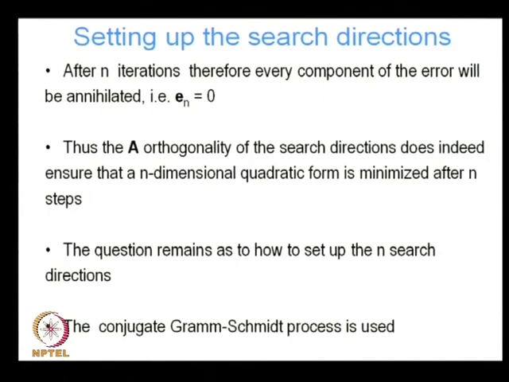I say that there are n directions, they are orthogonal, they form a basis in that space, and they are also A orthogonal to each other. But then how do I find those search directions? Well, I find those search directions by a method which is known as Gram-Schmidt orthogonalization. It's a very common method in numerical analysis which we have already encountered earlier in this course. So, we use the conjugate Gram-Schmidt process.